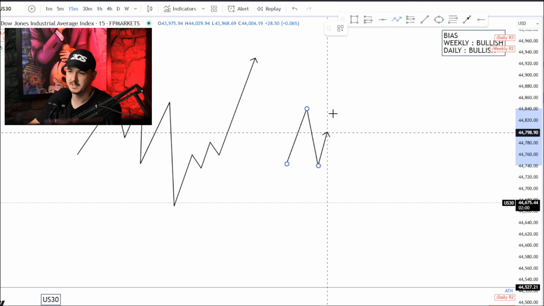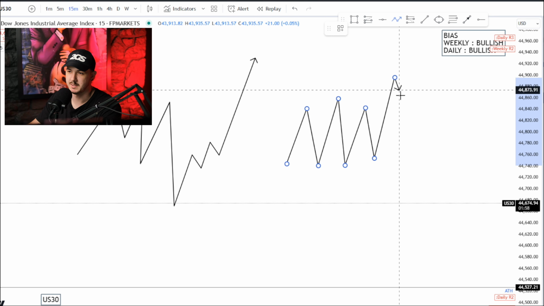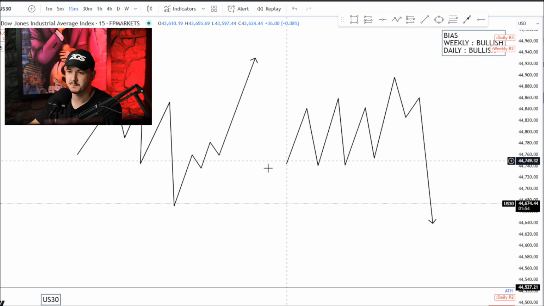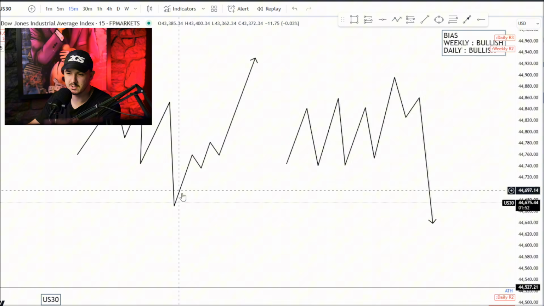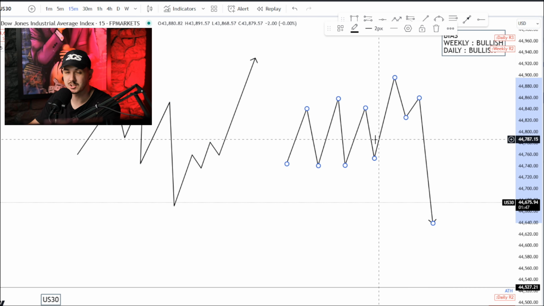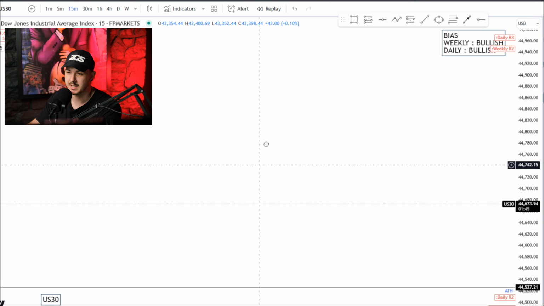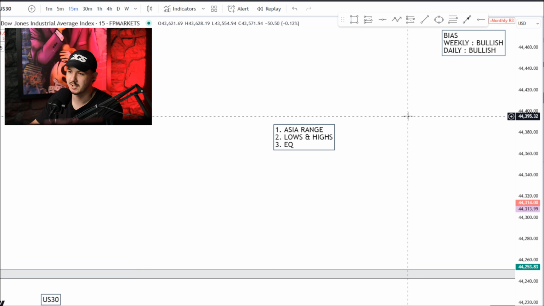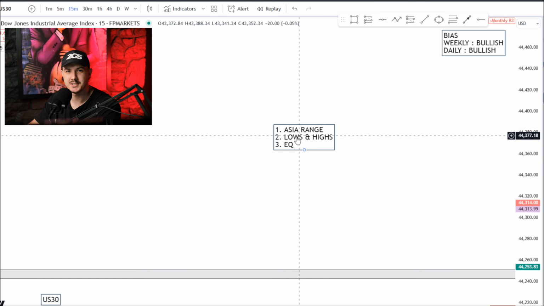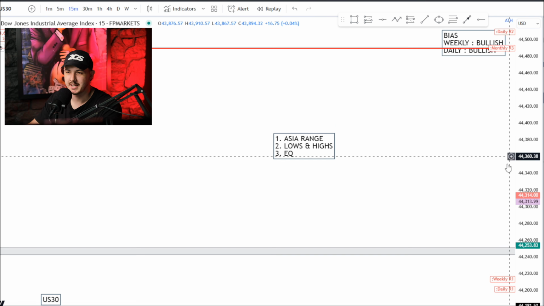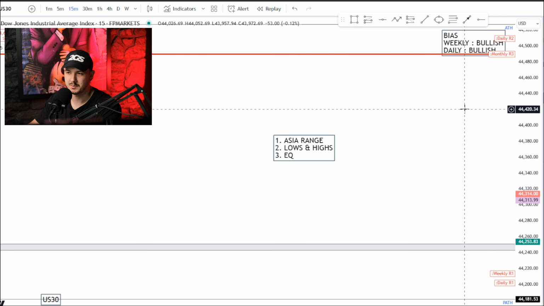So you're going to have your accumulation, manipulation, distribution. But now we want to say, but how do I get involved here? How am I catching the trades from down here or up here and being able to ride the waves? And that's what we're going to show you guys today. So stick around. Now, 3 simple rules you guys are going to have to follow. And that's going to be Asia range, lows and highs, and EQ. So again, 3 simple things.